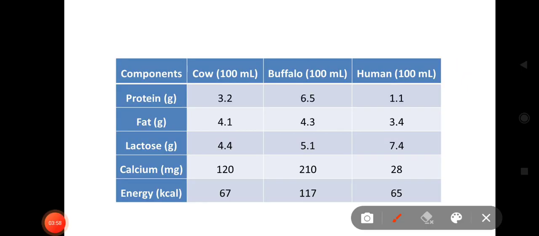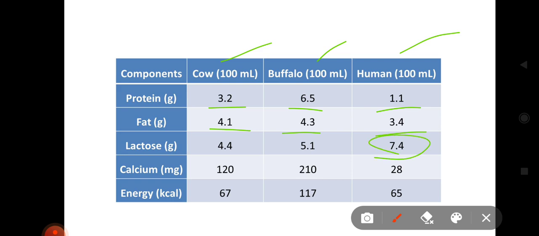Now some differences in nutritive values of cow milk, buffalo milk and human milk for each 100 ml. Protein is 3.2, 6.5 and 1.1 in human milk. Fat is 4.1, 4.3, that's maximum in buffalo, and 3.4 in human milk. Lactose is maximum in human milk, so it's very sweet. Calcium is 120, 210 milligrams and 28 milligrams in human milk, so the calcium level is low. Energy is maximum in buffalo milk, and cow milk and human milk have almost similar amounts of energy. So this is also important.